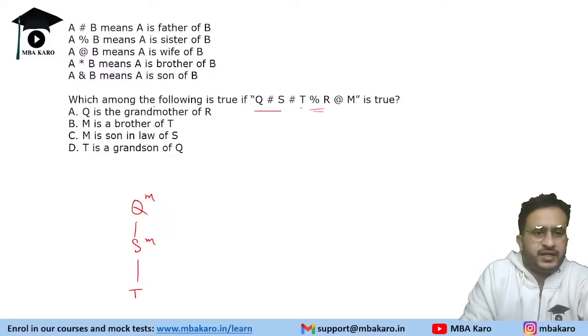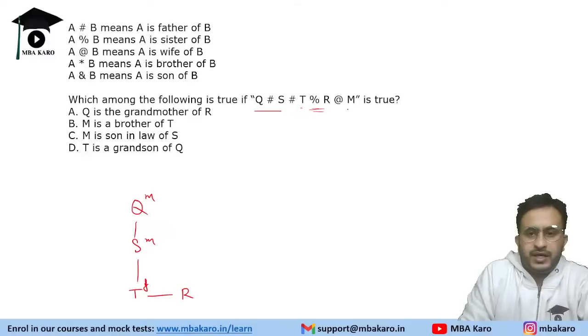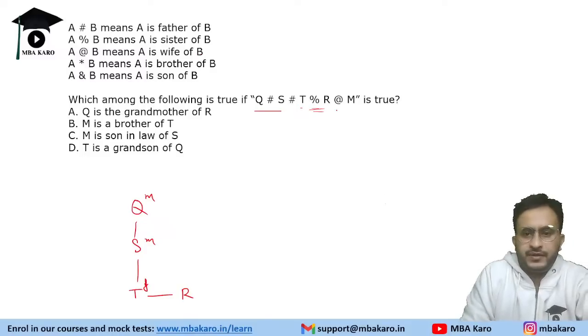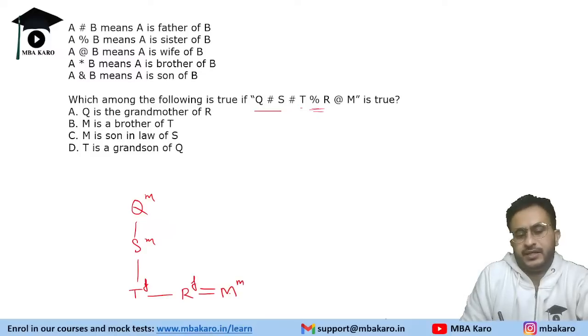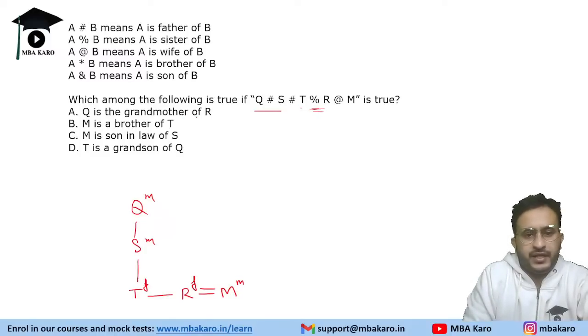T percent R. Percent means sister of R. So T is a female, and this is R. R at the rate M. At the rate means wife of. So R is the wife of M. So R is married to M, and this is a female. It's a male, right? So Q is the grandmother of R.